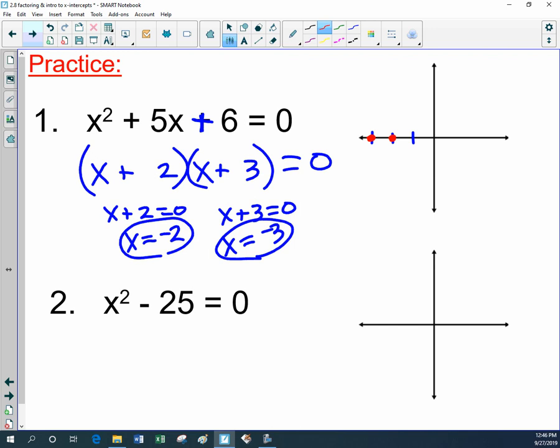Does it open up or down? It's going to go up. So the vertex is halfway between these two. So right in here, and it goes up.